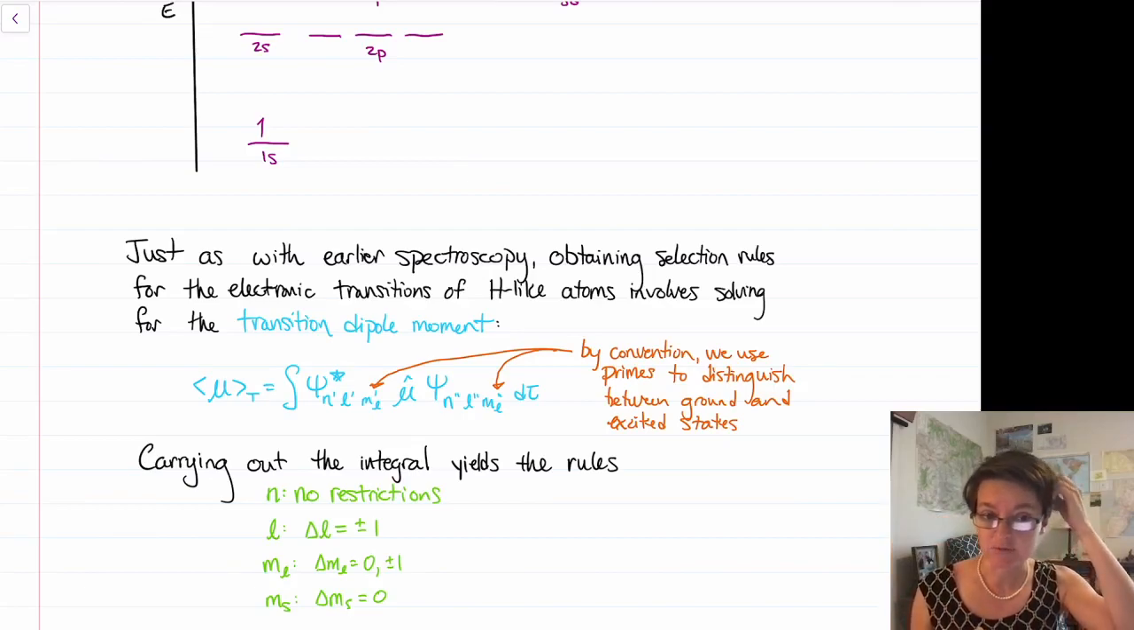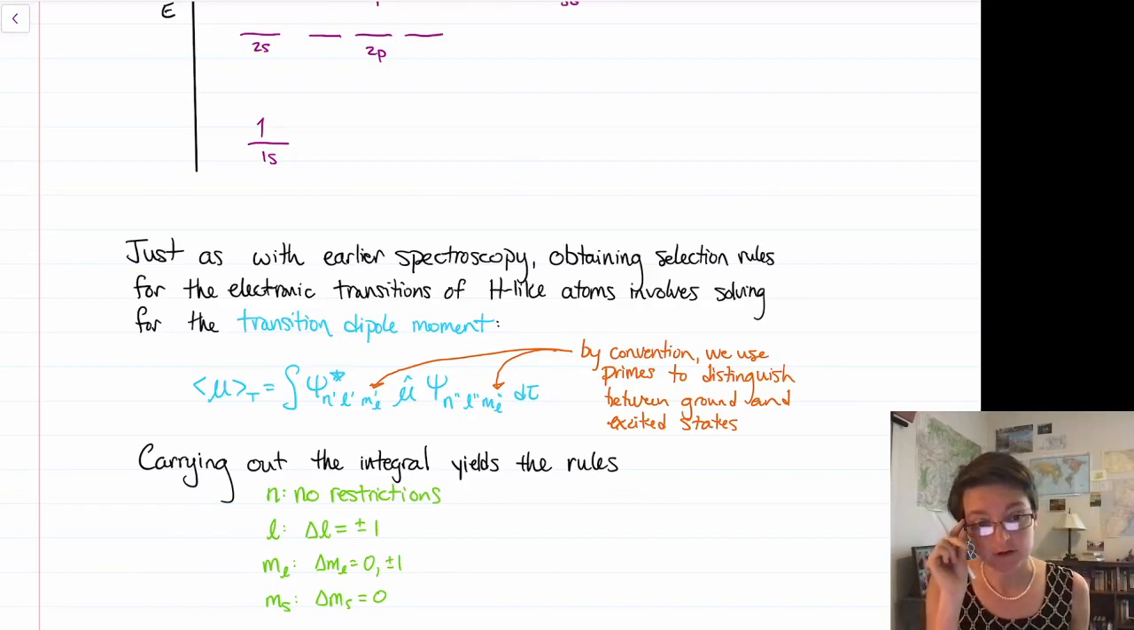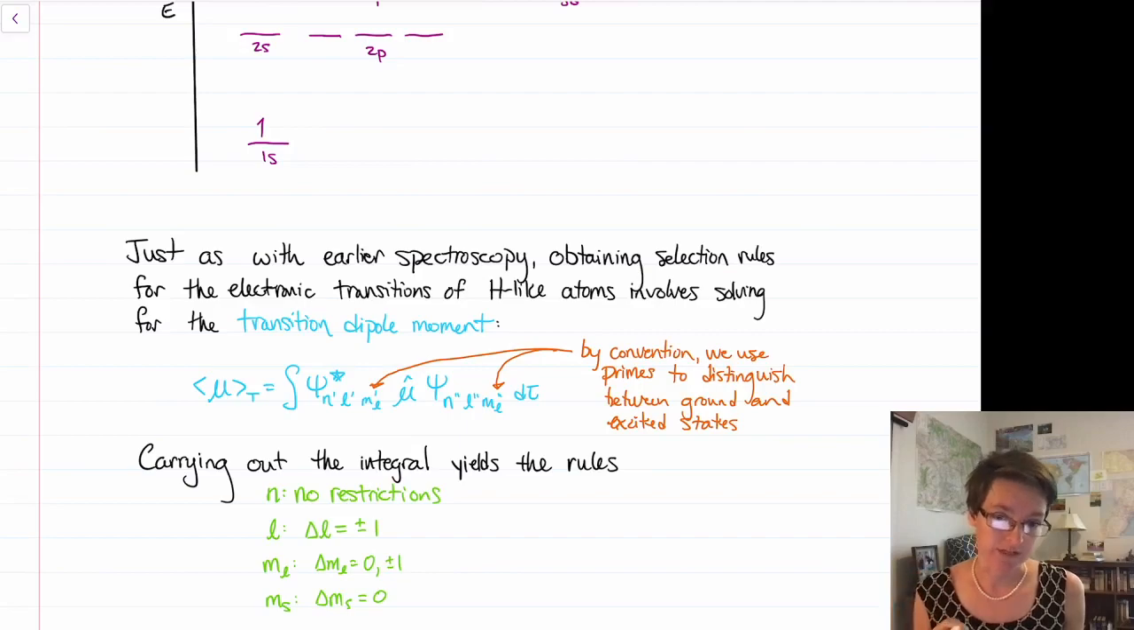And kind of like we saw in rotational spectroscopy, changes in our m sub l quantum number, m sub l, either need to not change or to go up by 1 or down by 1. And last but not least, during our transition, m sub s, the spin quantum number, is not allowed to change. So if the electron starts spin up, it's going to end spin up. And if it starts spin down, it's going to end spin down.